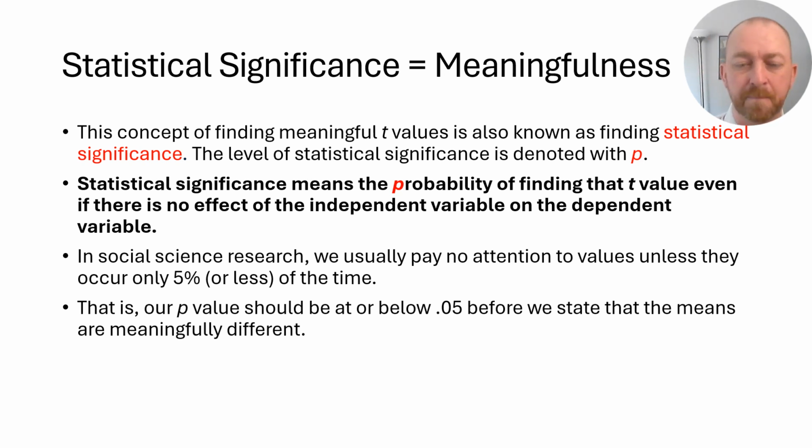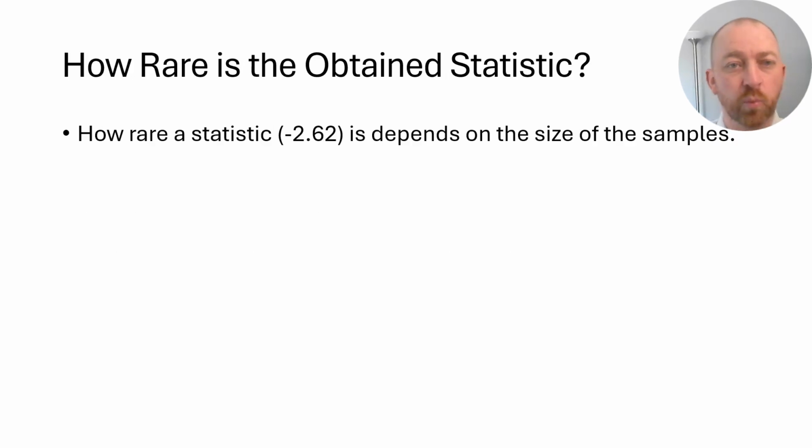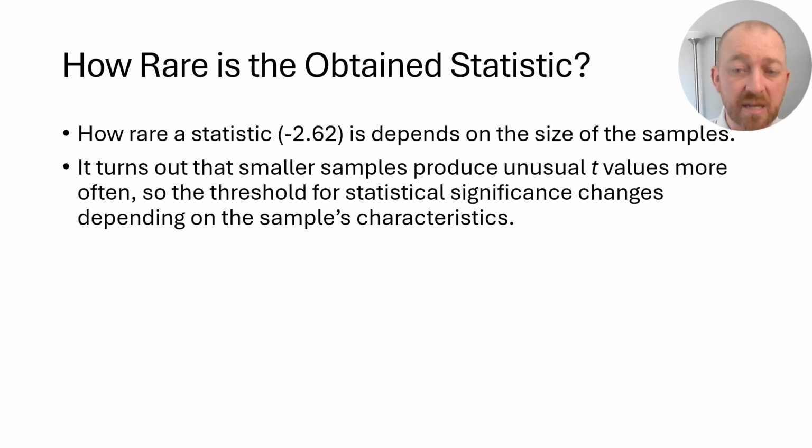Okay. So then back to our question, we obtained a t-value of negative 2.62. What do we do with that? What does that mean? What is our threshold? Did this exceed our threshold for statistical significance or not? Unfortunately, there is no threshold that is universal to t-tests. It actually changes depending on the size of your samples, because it turns out that as you have smaller samples, it's much easier to get a larger t-value, even if it's not statistically rare. And so the threshold size is going to change depending on the sample size.